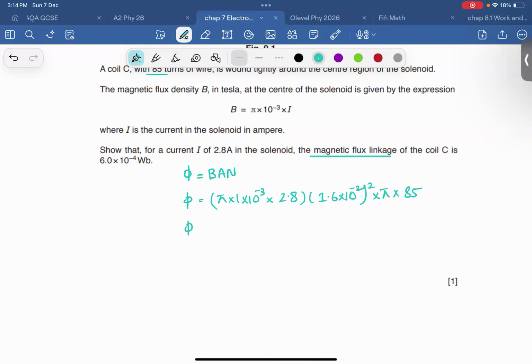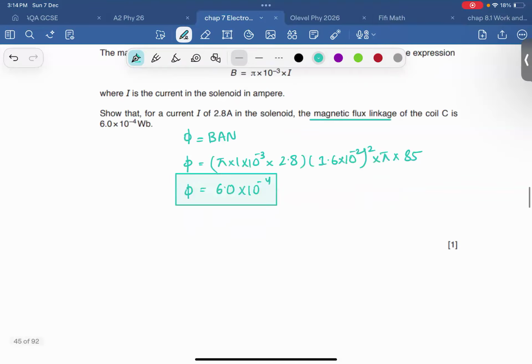I'm getting 6.01 into 10 to the power minus 4. Okay, good. So 6.0 exponent negative 4. Okay, this is what they're expecting us. Okay, please move on.